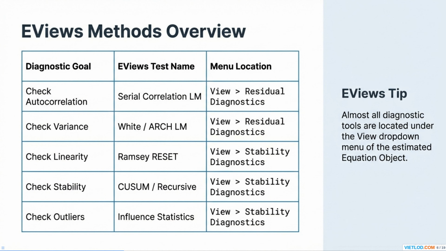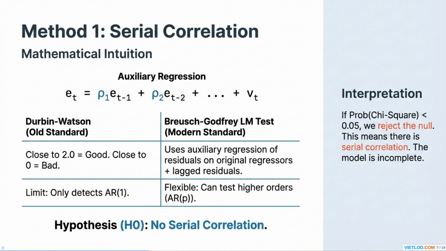To check for issues with the error term, such as serial correlation, which we discussed earlier with the serial correlation LM test, or heteroskedasticity, using tests like White's or ARCH-LM, you'll navigate to View, Residual Diagnostics. For assessing model linearity with the Ramsey RESET test, checking for parameter stability with CUSUM or recursive tests, or identifying influential outliers with influence statistics, you'll find these under View, Stability Diagnostics. Always remember to estimate your equation first before accessing these diagnostic options.